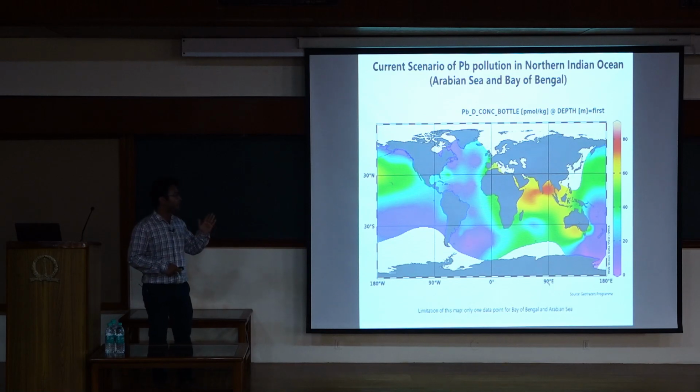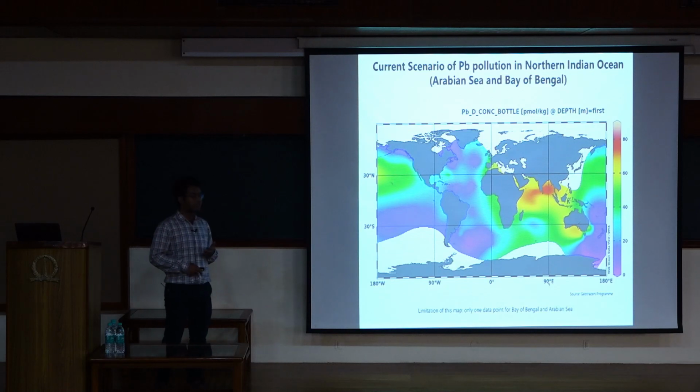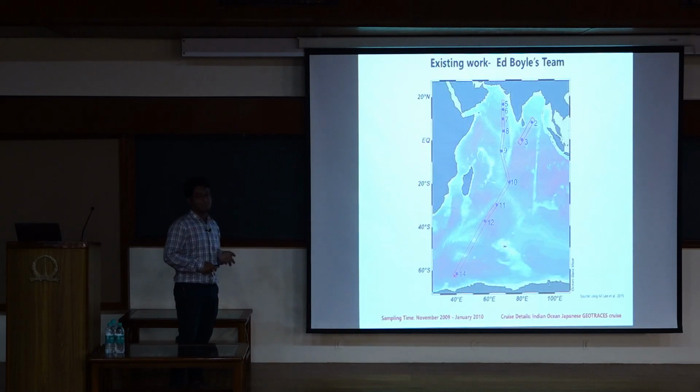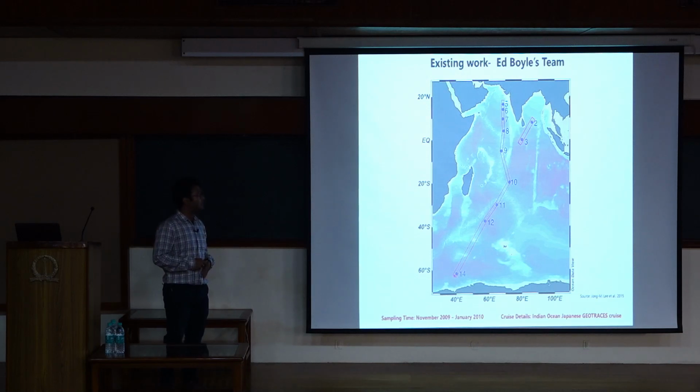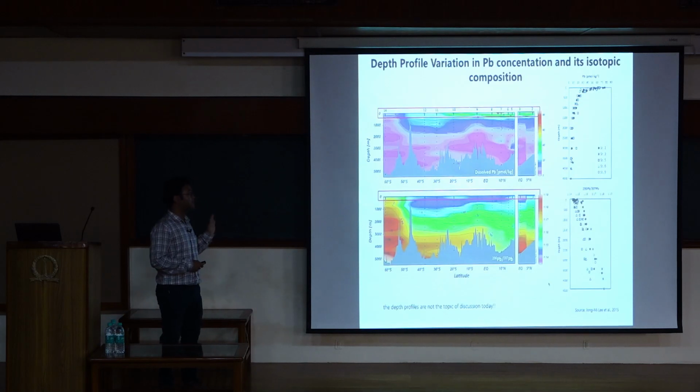I want to have a complete understanding of the lead scenario in the Indian Ocean. There's only one existing study, by an MIT professor, where they have done a complete transect through the Arabian Sea to the Southern Ocean through different sampling stations, and 2 stations in the Bay of Bengal. And this is how the depth profile map looks. The lead concentration varies from station 2 to station 14 considerably, and their isotopic signatures are also very different.